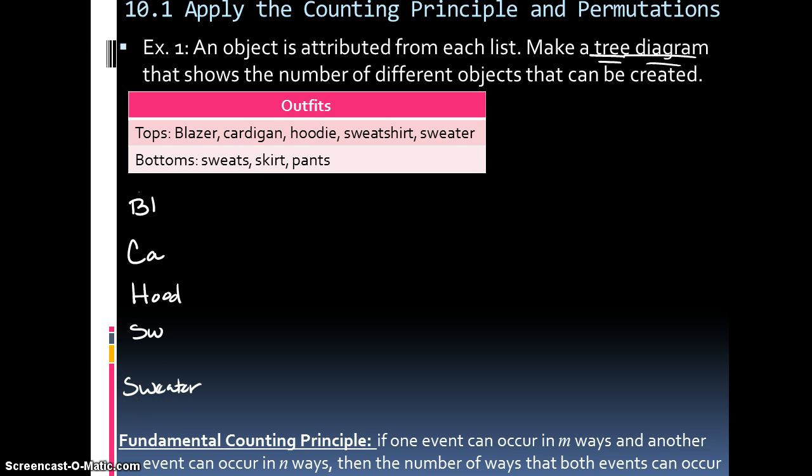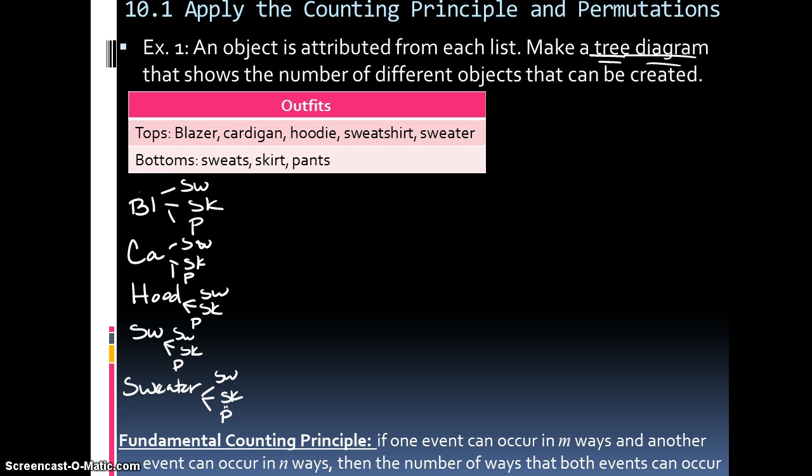Okay. So for each of these different tops, you have some choices for your bottoms. You have three choices. You can have sweats, you can have a skirt, or you can have pants. That is what you can wear with your blazer. Now for your cardigan, you can also have the same three options. So I'm going to branch this out and go for sweats, skirt, or pants. And then again for the hoodie, you can have sweats, skirts, or pants. For this option, you have sweats, skirts, and pants again. And for your sweater, you have sweats, your skirt, and your pants.